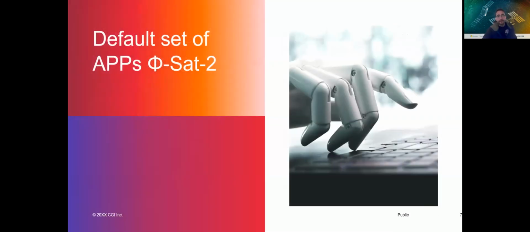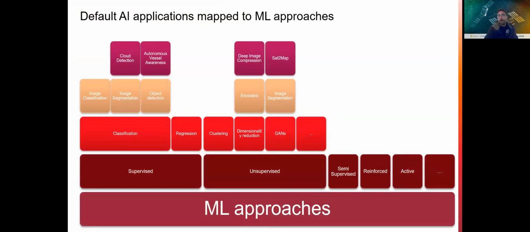That's why, in the light of this, we have designed a set of default AI applications which will run together with the overall mission. Just for your information, we have also designed these applications trying to cover different machine learning approaches, from the supervised to the unsupervised. In particular, there will be two applications which will cover the supervised approach, which are related to cloud detection and autonomous vessel awareness, which cover problems like image segmentation and object detection, respectively.